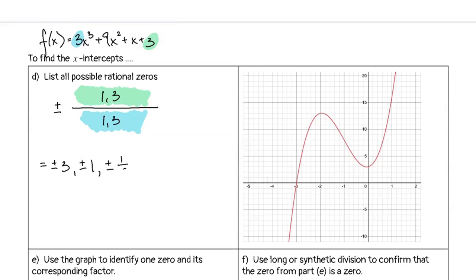Good. 1/3. And that's just because we have a 1 divided by a 3. So that's the third possibility. So instead of writing out a whole long list like this, we clump it as the factors, and then we're able to compare it to the graph to see what we actually need.